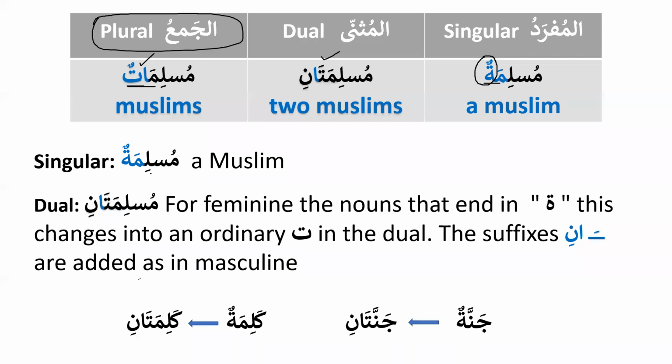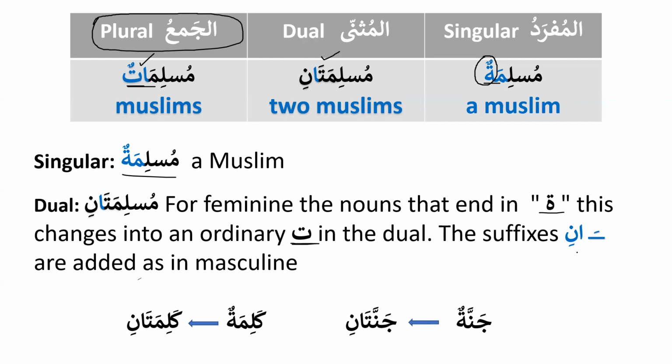Let's look at how they are formed. How do we form them? Singular is muslimatun, and as we discussed, it is the default, so we can't make any changes to this. There is no need to change it. However, when we make dual, it is similar to what we did for the dual for the masculine. What do we do for the feminine? For nouns that end in ta marbuta, the first change that we will make is that this ta marbuta will change into a regular ta, which is called ta maftuha.